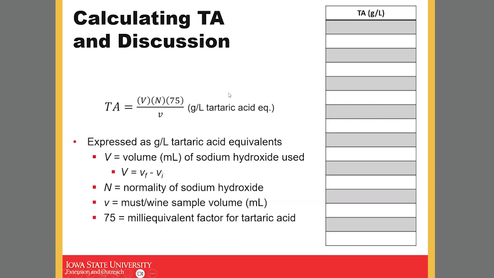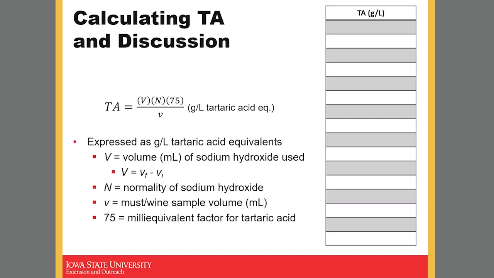And then you're going to multiply by 75. That 75 is a factor that considers the number of protons in tartaric acid and in organic acids overall, and the number of protons that is necessary from sodium hydroxide. So that's a factor that is used when we want to express titratable acidity as tartaric acid equivalent.